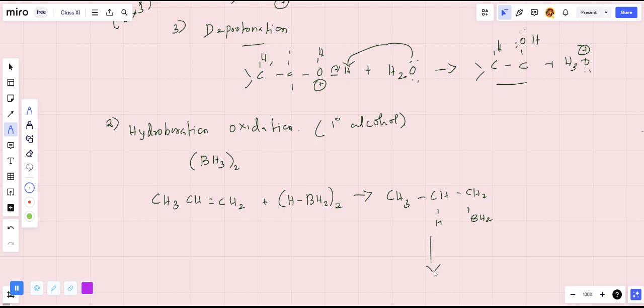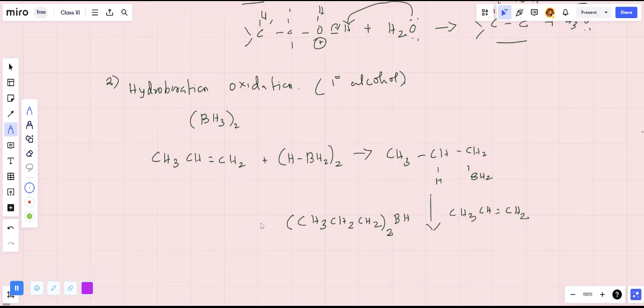Again, this reacts with one more molecule of alkene, CH3, CH double bond CH2, and we will get CH3, CH2, CH2 twice, BH. It reacts with one more molecule of CH3, CH double bond CH2, and we will get the tertiary compound, CH3, CH2, CH2 thrice, B. This is the trialkyl borane obtained.